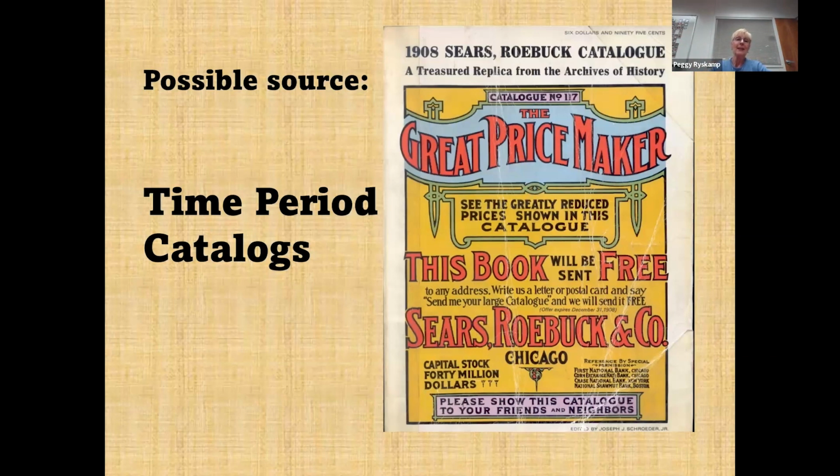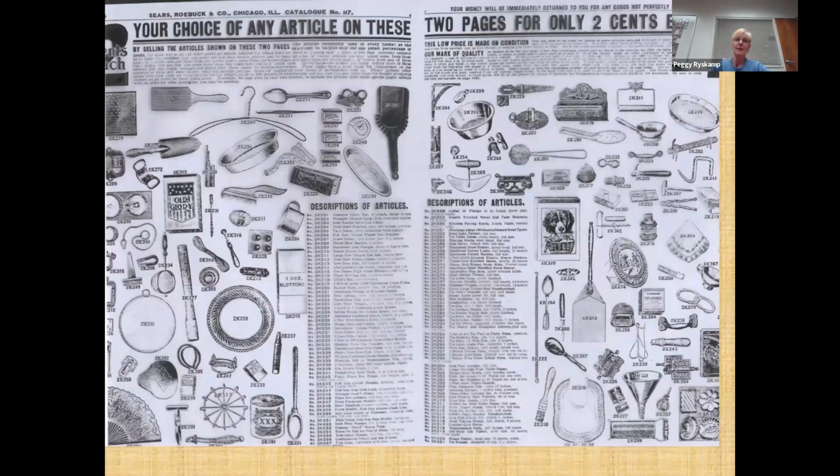Another source is time period catalogs. This one gives you anything on this page for 2 cents and gives you an idea of times and what they had and what they cost.